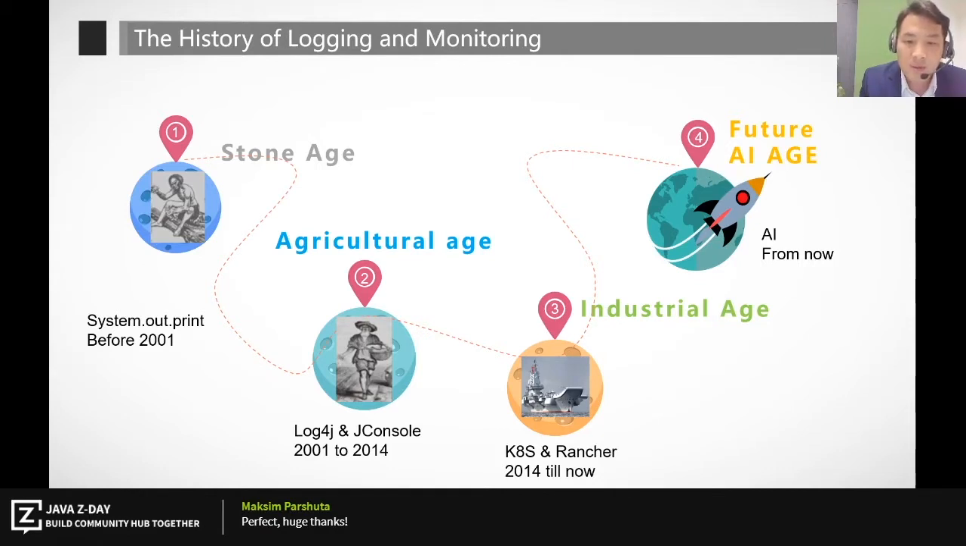With Kubernetes and Rancher technology coming out, people can do logging and monitoring more visualized. The next age will be the future, the AI Age. It's from now. You see, AI has already changed our life.